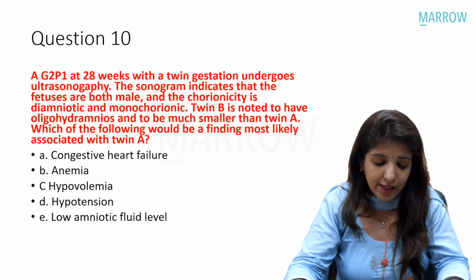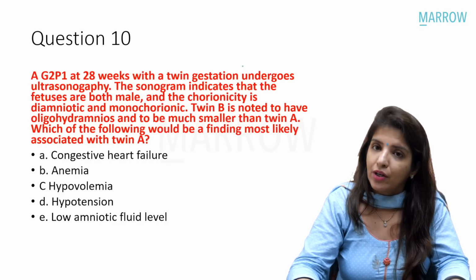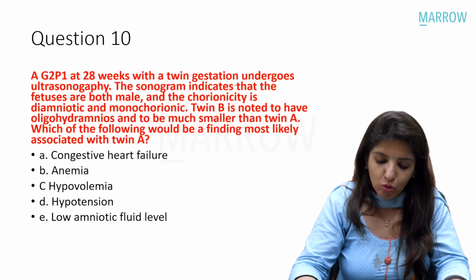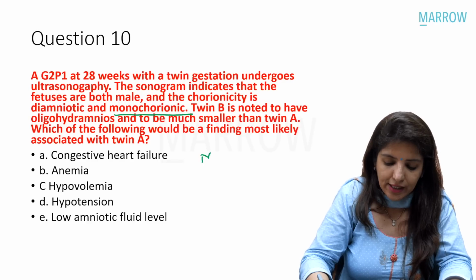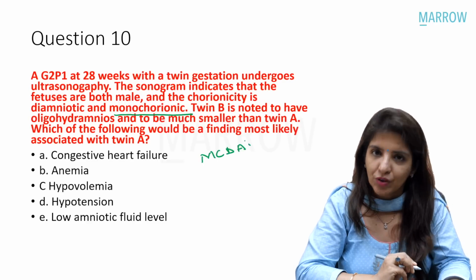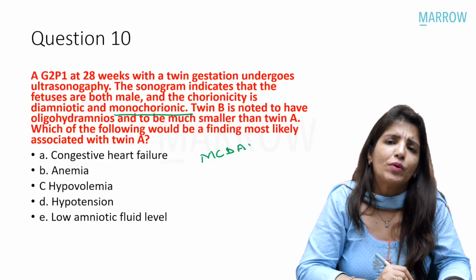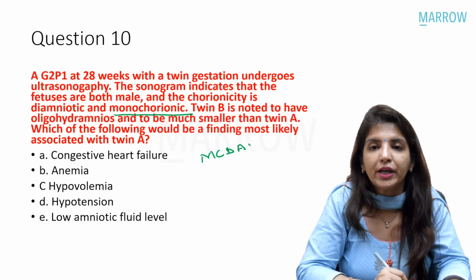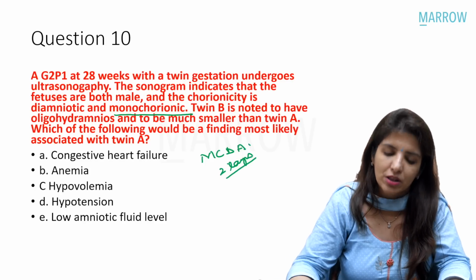Coming to question number 10. A G2P1 at 28 weeks with twin gestation undergoes ultrasonography. The sonogram indicates that the fetuses are both male and the chorionicity is monochorionic diamniotic, right? Now tell me, in monochorionic diamniotic, will the twin peak sign be seen? No, the twin peak sign would be absent. How many membranes will there be between the twins? There will be 2 layers of membranes between the twins.